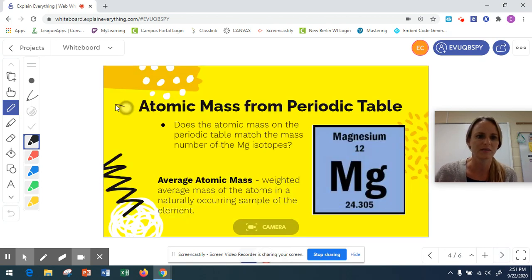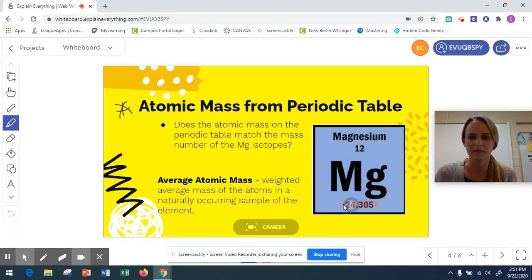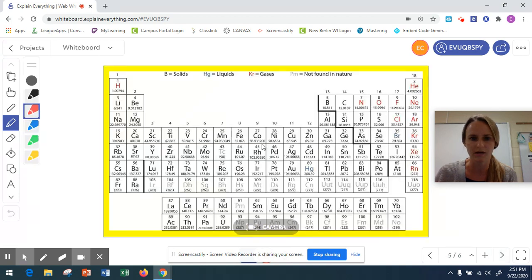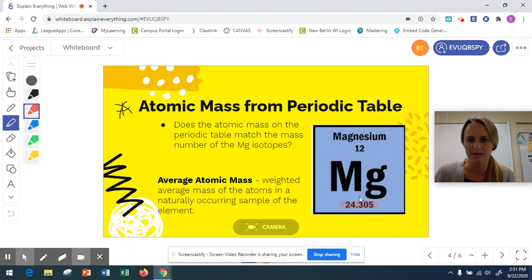All right, so how does this relate to the periodic table? So all of you have probably already know this, or at least have some knowledge of it, that this number here on the periodic table, and I have a whole periodic table over here. We're talking about these numbers that are decimal places on the periodic table. So you'll notice that on your periodic table, all of the elements have these numbers underneath the element symbol. So we're still going to talk about magnesium, and so we're talking about this 24.305. This is called the average atomic mass.